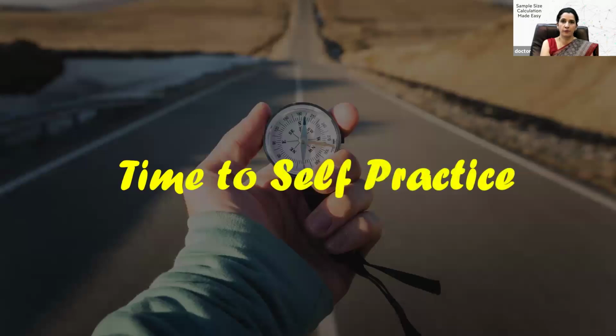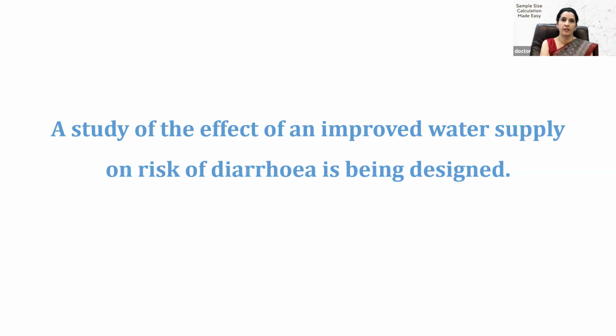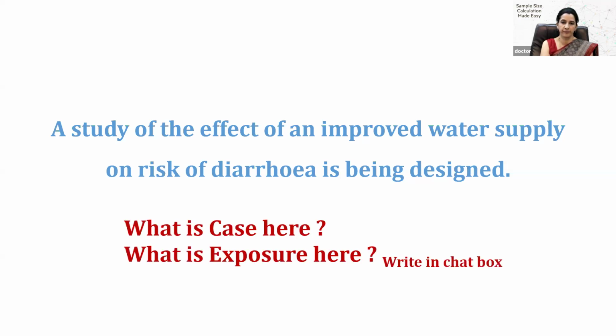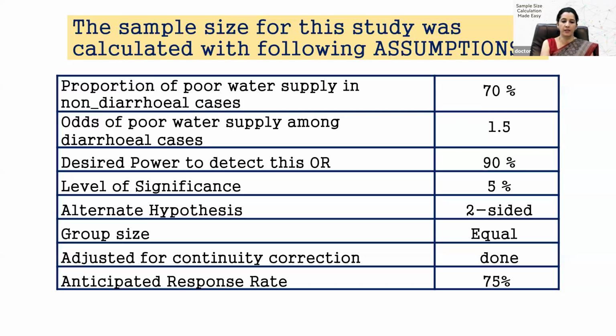Now it is for you to practice. So you have to calculate the sample size. The research question or the title of the study is the study on the effect of improved water supply on risk of diarrhea. Again, just a simple question. What is case here and what is exposure here? All of you, please write in the chat box. What is the case here and what is the exposure here? Can you show me the message? Your case is the diarrhea and exposure is the improved water supply.